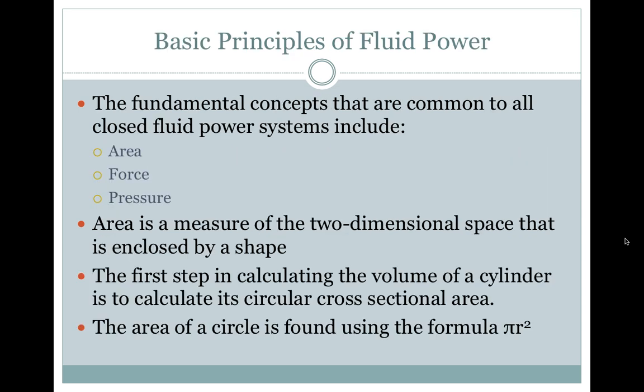Basic principles of fluid power. The fundamental concepts that are common to all closed fluid power systems include area, force, and pressure. Area is a measure of the two-dimensional space that is enclosed by a shape. The first step in calculating the volume of a cylinder is to calculate its circular cross-sectional area. The area of a circle is found using the formula pi r squared.